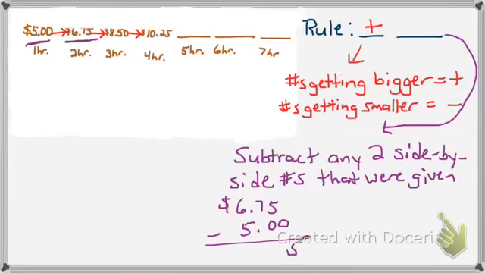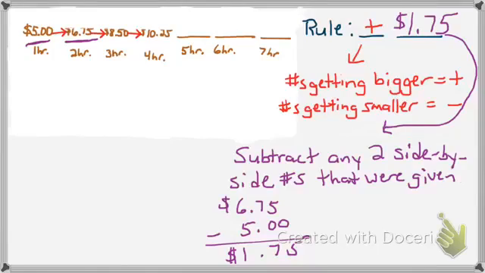5 take away 0 is 5. 7 take away 0 is 7. Bring down my decimal. 6 take away 5 is 1. So the second line of my rule is going to be $1.75. So I write that on my line. So my actual rule is add $1.75.